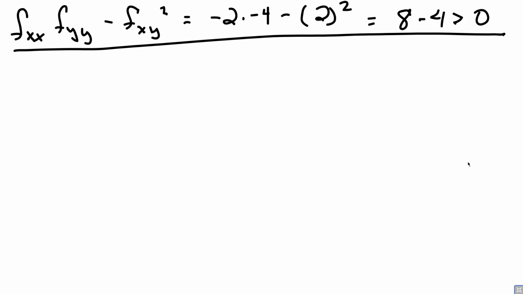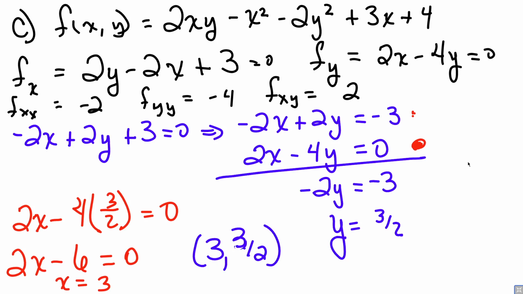In order to determine which one it's going to be, we go back and look at the second order partial with respect to x. If we look at that, it is negative. So that means this point is going to produce a what? Maximum. Yes, it's going to produce a max.